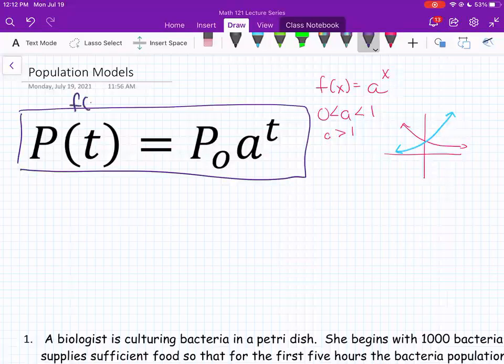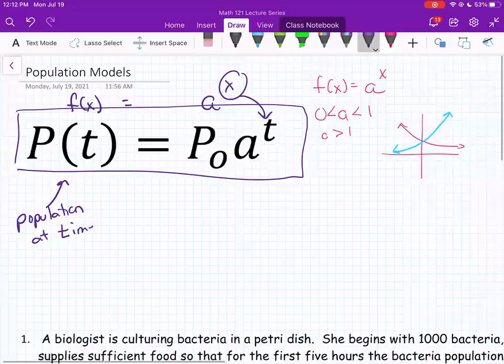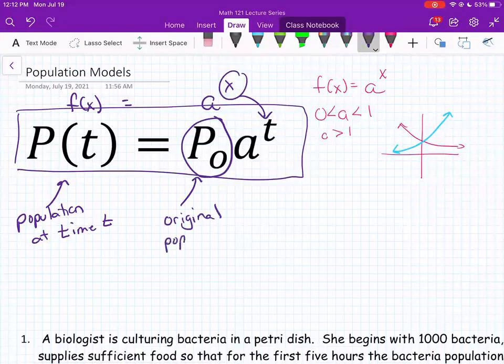Notice this is the f of x part, and this is a to the x power, but instead of x, we're using t. This portion here is not p times t, but rather p of t, and it refers to the population at time t. This p naught is all one term, and this refers to the original population, so what we start with. The a we refer to as our growth factor.